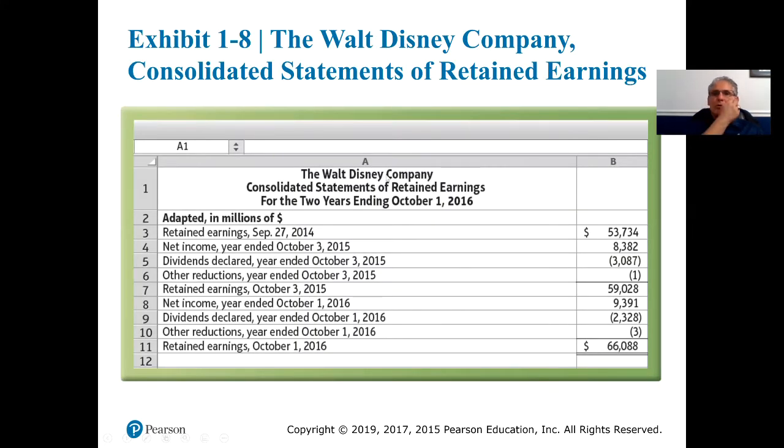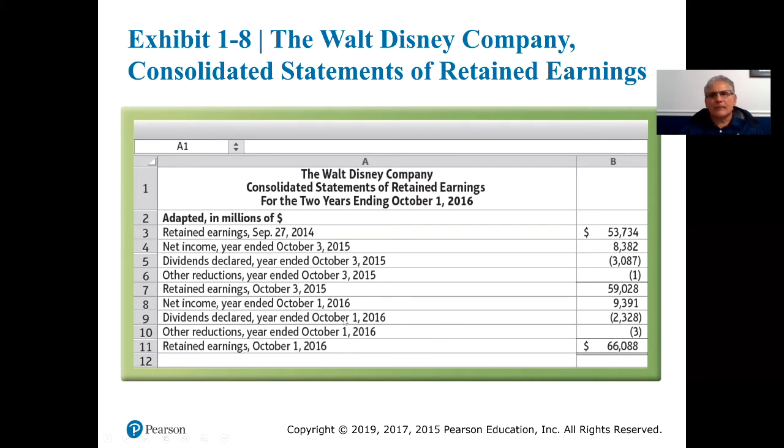Here's an example of Walt Disney Company's Consolidated Statement of Retained Earnings. The reason they keep referring to it as a consolidated statement is because Walt Disney Company owns a lot of different other companies, and so they take all these companies and consolidate them into one financial statement. When they do that, they have to refer to the statement as the consolidated statement of retained earnings in this case, or the consolidated statement of income, or whatever it may be.